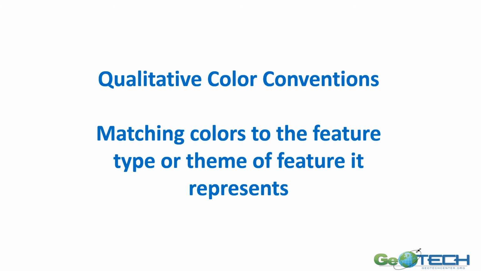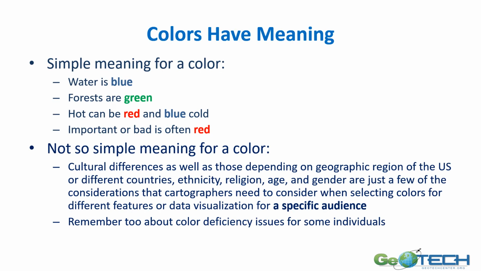Qualitative color conventions, it's really matching those colors to the feature or type of theme of the feature it represents. Now there are some issues here with people with color deficiencies, but really the simple meaning for a color is usually like water. Water should be blue, of some color blue. Forest should be green. Hot usually red, and cold blue.